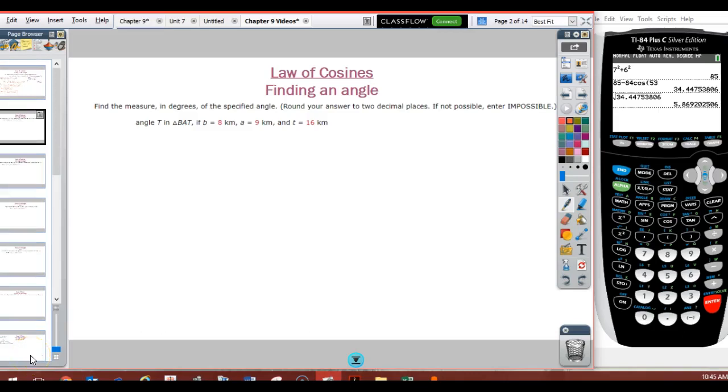In this video, we're going to use the law of cosines to find a missing angle measurement. It's always a good idea to make a sketch of your triangle right away, even if it's not to scale.